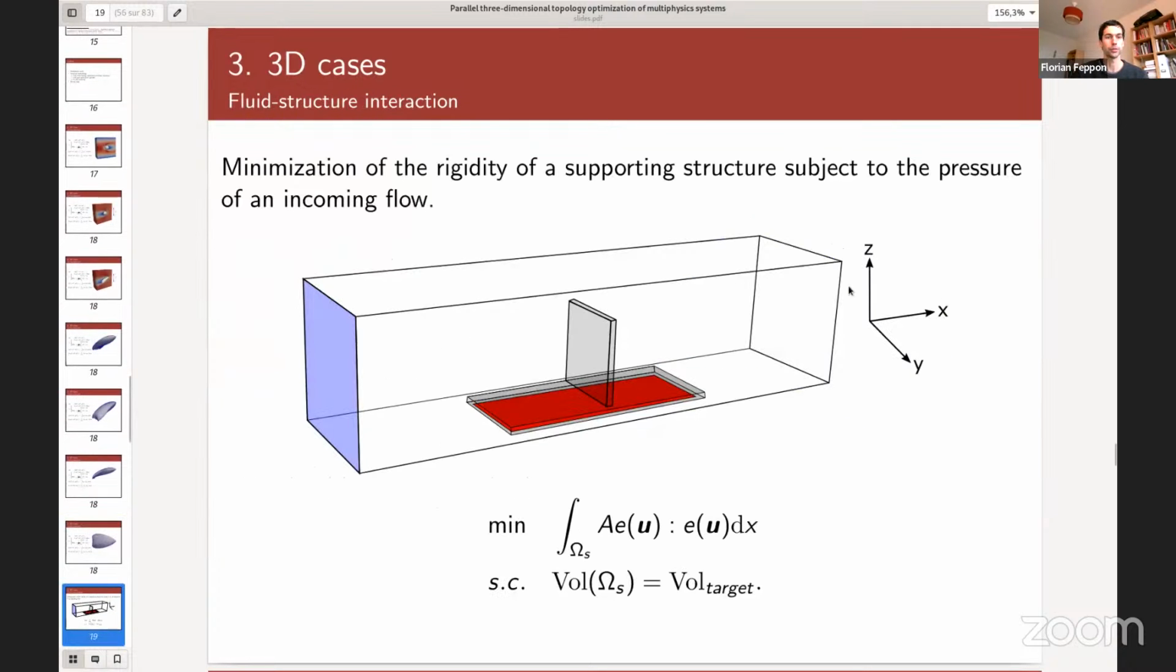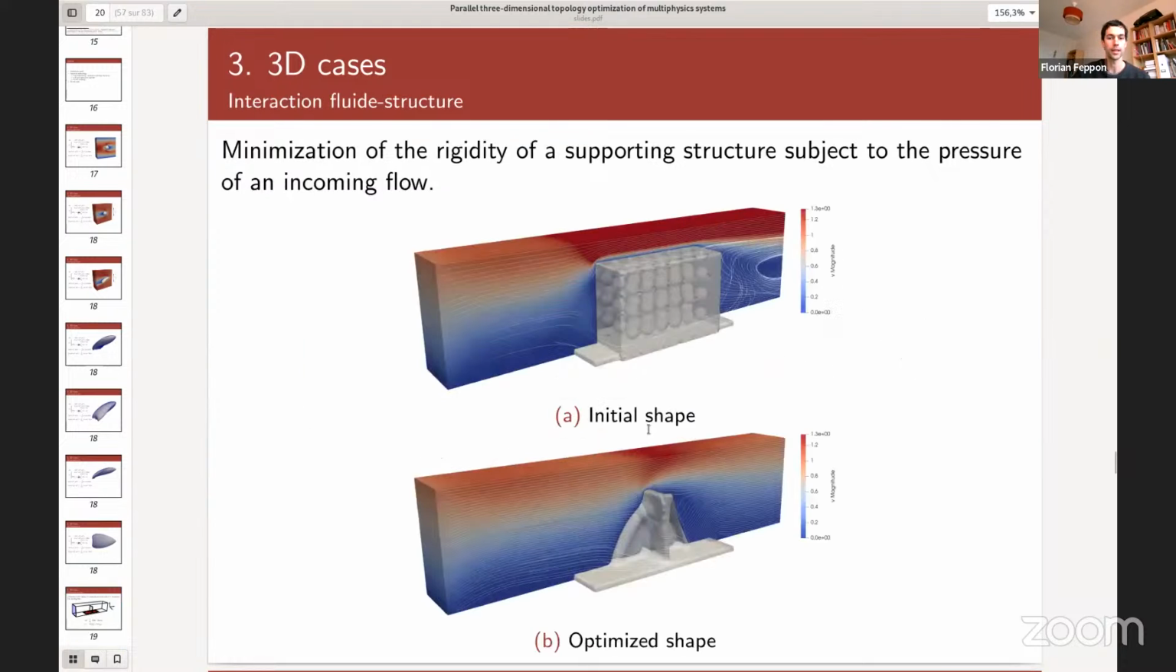All right. The second test case was a fluid-structure interaction test case, which is the 3D counterpart of what was presented in, I think, the second presentation. We have an incoming flow coming in on the left-hand side of the domain, which pushes against a vertical obstacle. We want to find the distribution of mass that minimizes the compliance subject to some volume constraints, with this plate fixed, so this plate is a non-optimizable region.